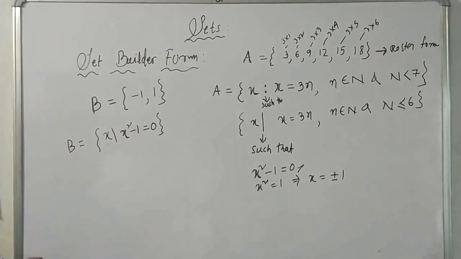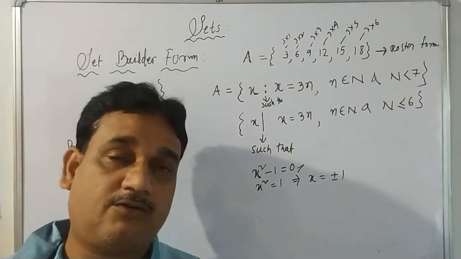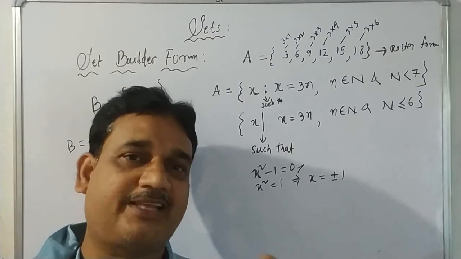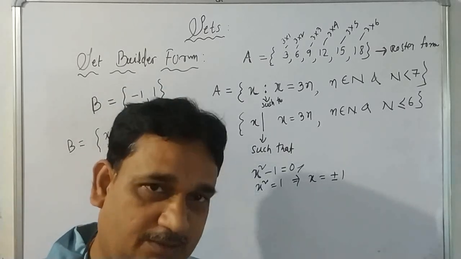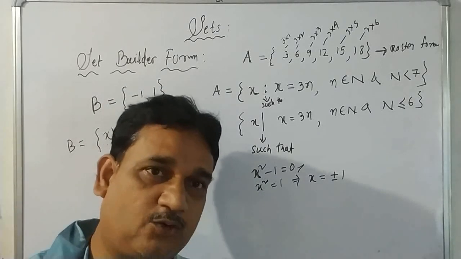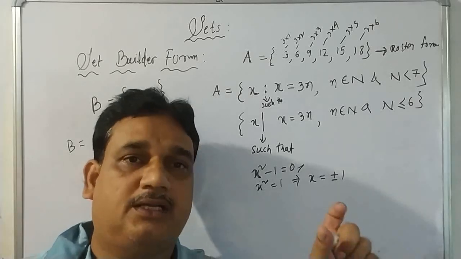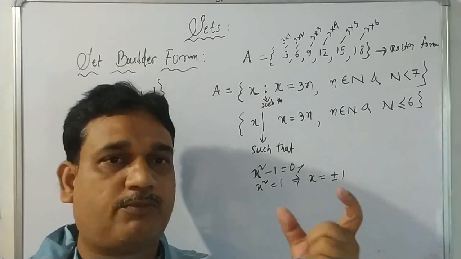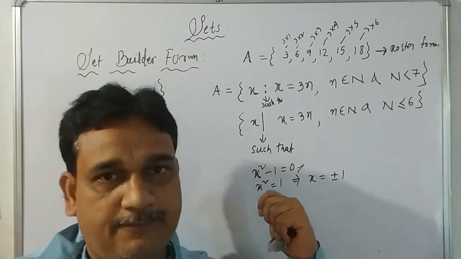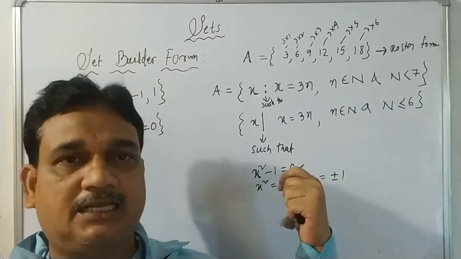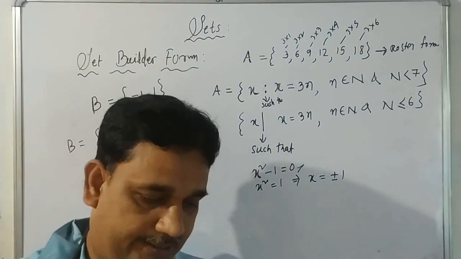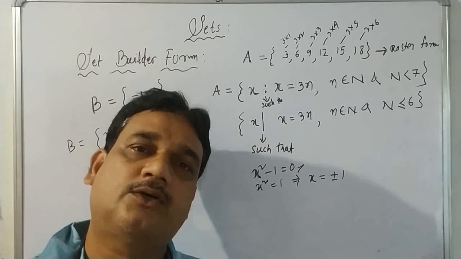Understood? So in this way, it is interesting to convert roster form to set builder form, because there you have to think. Okay, you have to use some creativity. How to find that common property? You should be in search of that common property. What is the common property which fits this? Based on this, then you can move forward to solve the exercise, that is the first exercise 1.1.